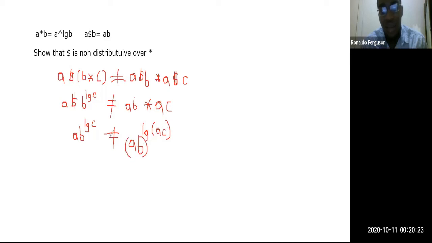Clearly this cannot be equal to this. Clearly AB log C can't equal AB log AC, right? And so that concludes it. So dollar sign is non-distributive over star, or star was distributed over dollar sign. So that's what we do for the distribution. That's all there is to binary operation.